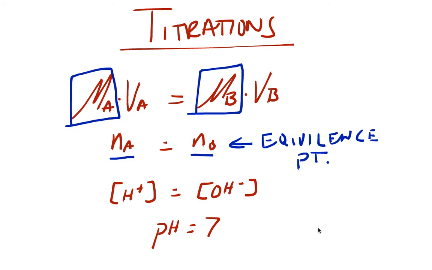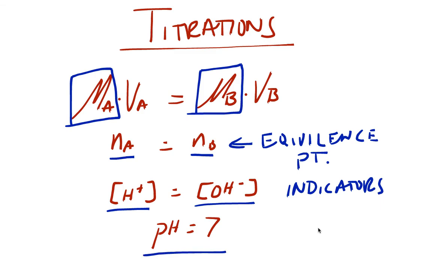When we find that equivalence point, that just means that the concentration of H plus ions equals the hydroxide ion concentrations. And we do that by using what we call indicators. And when the indicator changes color, that denotes that we have reached the equivalence point, which is a pH of 7.